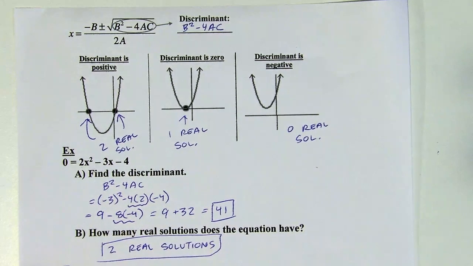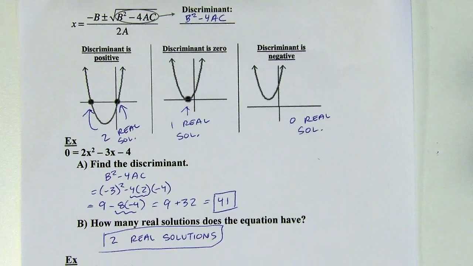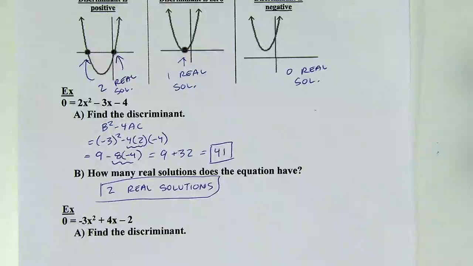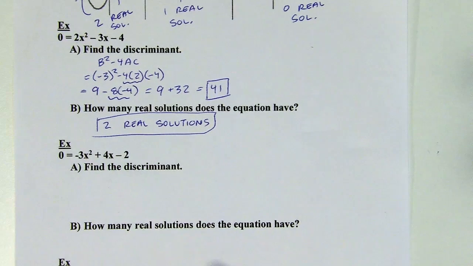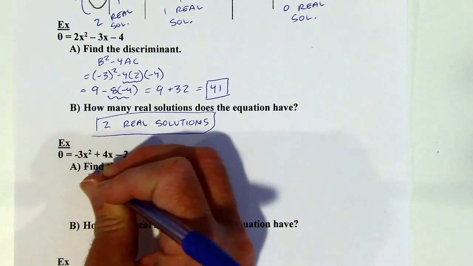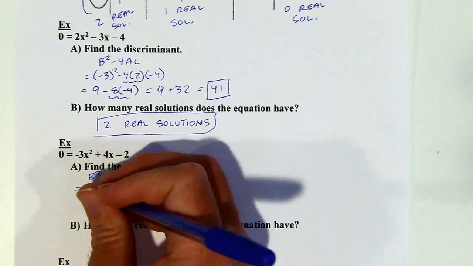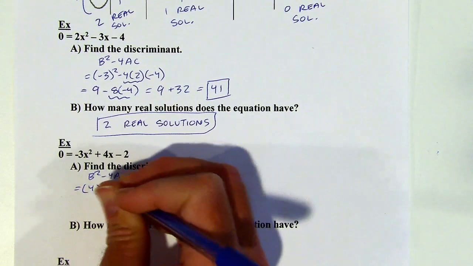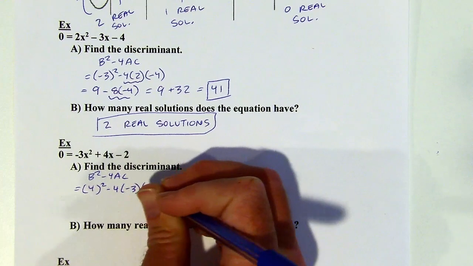Okay, so it's a little shortcut if you're not asked to actually solve it, but just asked to find what type of solutions you have and how many, okay, or how many real solutions. All right, let's try another here. So standard form again, okay, that makes it nice. I'm using b squared minus 4ac. B here is going to be 4. A is -3, and C is -2.